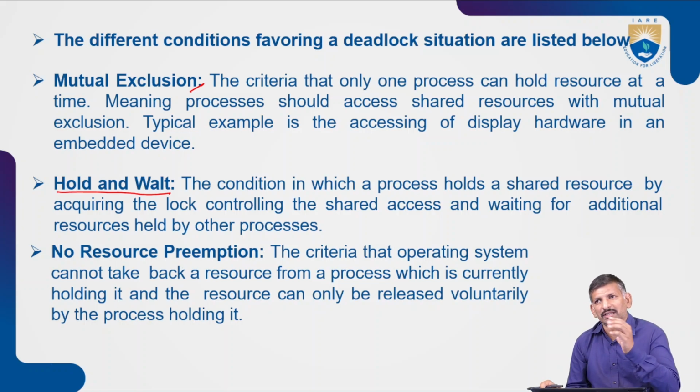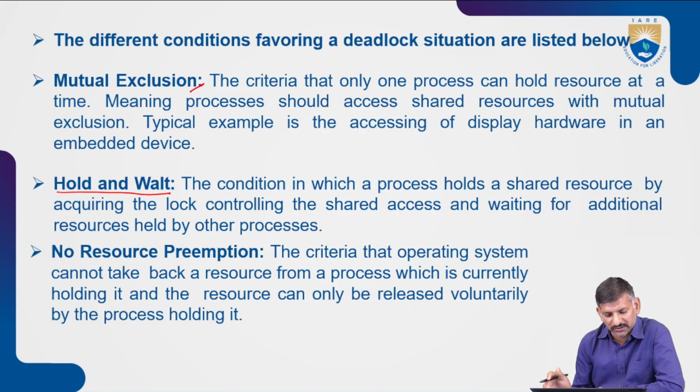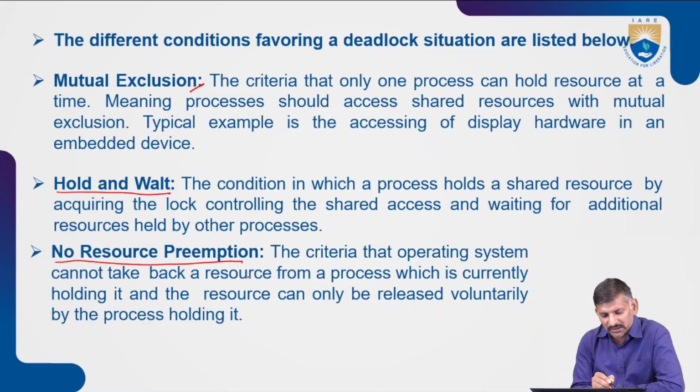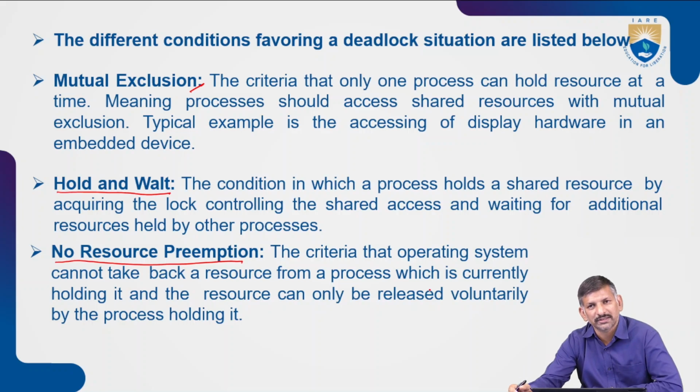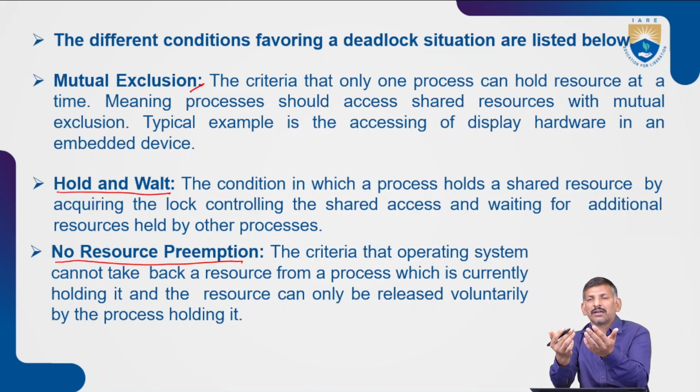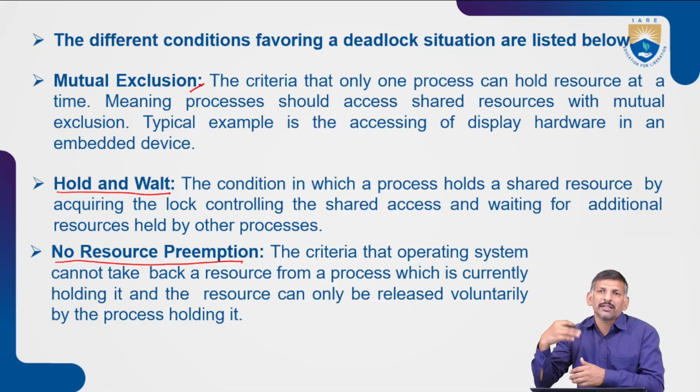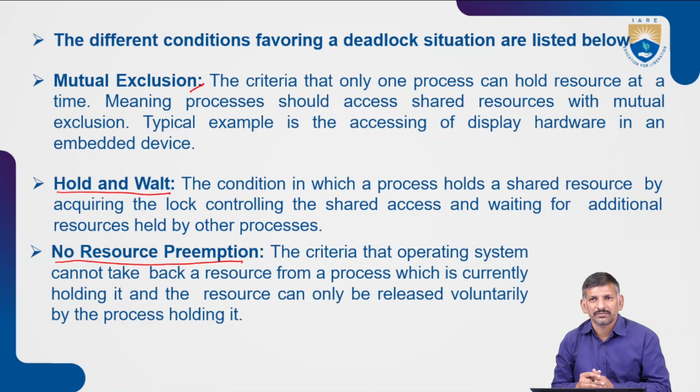So whenever a process wants other resources, it stops and waits until getting the resources. And no resource preemption means the criteria that the operating system cannot take back a resource from a process which is currently holding it, and the resource can only be released voluntarily by the process. It is not possible to return back the resources by design. The process voluntarily releases the resource, then only another process gets the resource. That is no resource preemption.